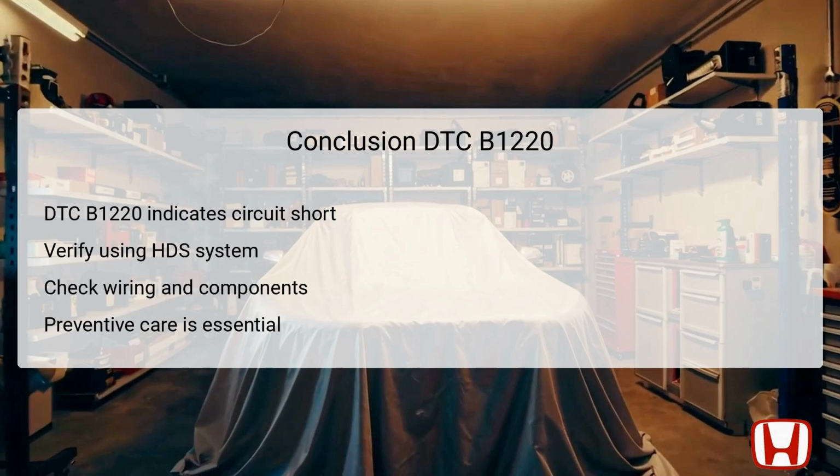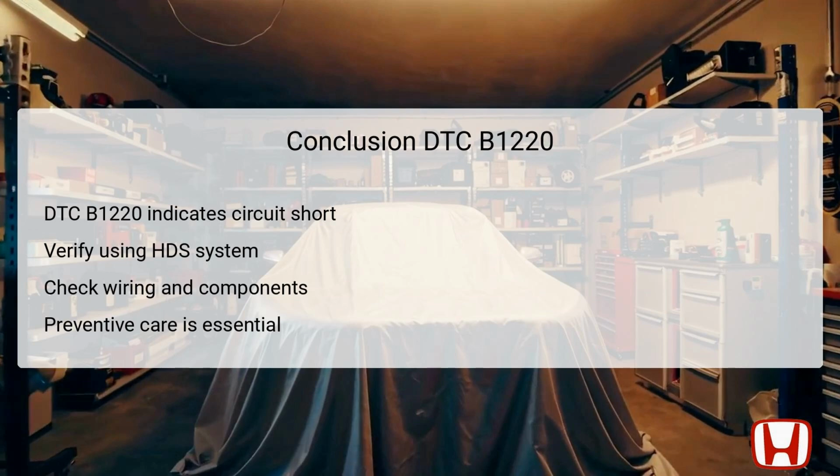In conclusion, DTC B1220 signifies a short circuit in the recirculation control motor circuit in Honda Civic models from 2011 to 2015. The verification process begins with using the Honda Diagnostic System, HDS, to clear and identify any present codes. Conducting thorough checks of the wiring and components involved is essential, ensuring that any faults are addressed promptly to restore operational capacity. Remember that addressing any electrical issues at the onset can prevent more significant problems down the road.